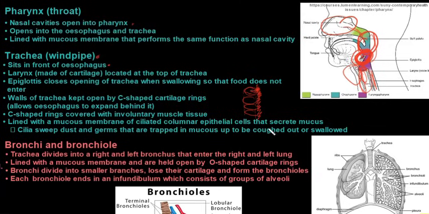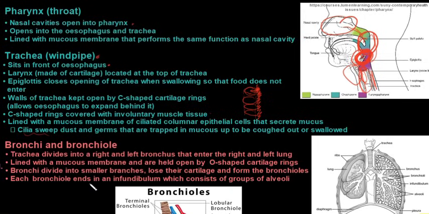And then the C-shaped rings are also covered with involuntary muscle tissue, and it is also lined with a mucous membrane of ciliated columnar epithelial cells that will also secrete that mucus. And then just as before, the cilia sweep dust and germs that are trapped in the mucus up to be coughed out or swallowed.